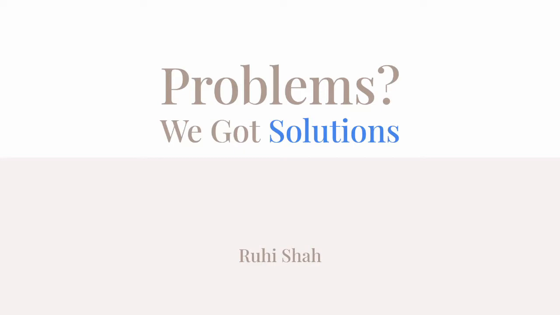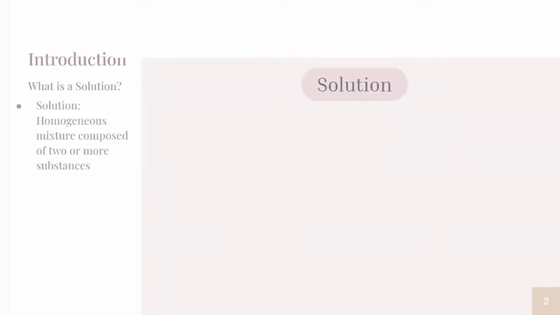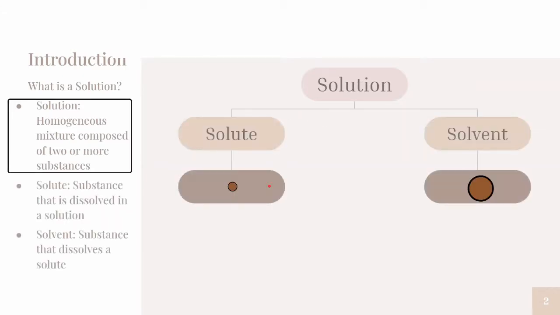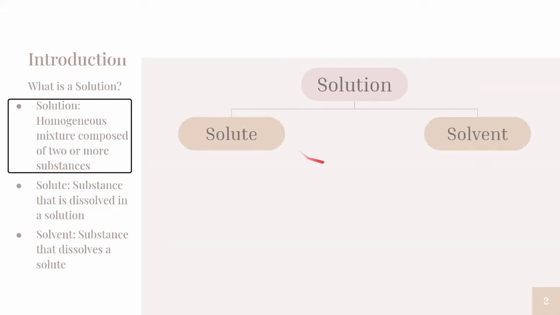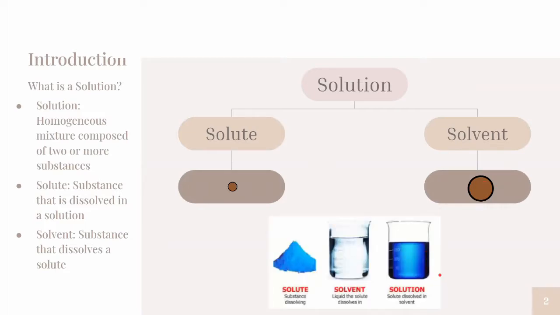So let's start off with, what are solutions? In chemistry, a solution is defined as a homogeneous mixture composed of two or more substances. One of the substances is called a solute, which is a substance that is dissolved in the solution. And the other part of a solution is a solvent, which is a substance that dissolves a solute. In every solution, the quantity of the solute is always less than the solvent, so that it is easier to dissolve. In this picture, the liquid is the solvent and the solute powder combine to form this solution.